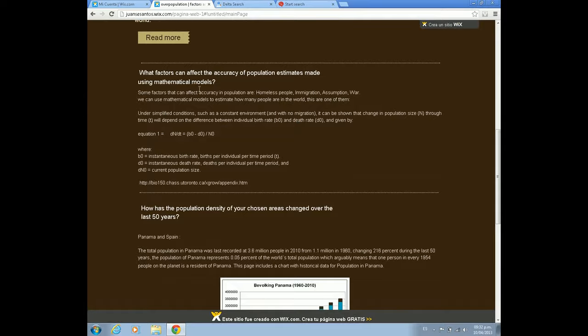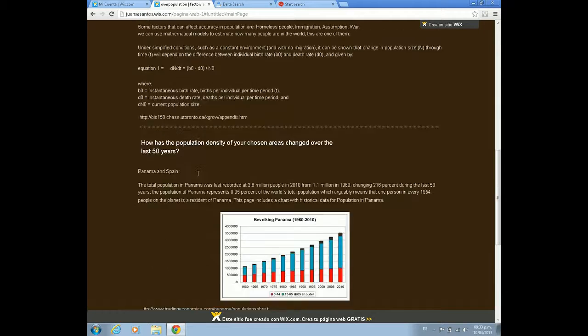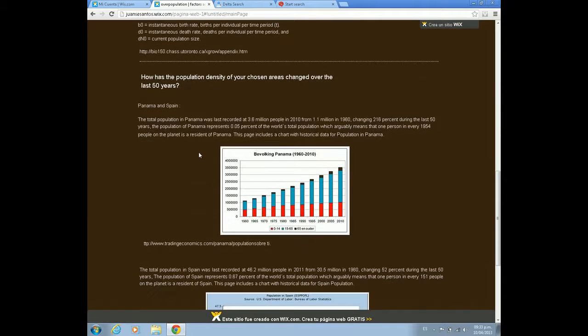What factors can affect the accuracy of population estimates using mathematical models? This mathematical model is a formula to determine how the population is, with some variables. That means if one person dies, or if one person is born, or if one person is traveling, and so on. How has the population density of your chosen area changed over the last 15 years?